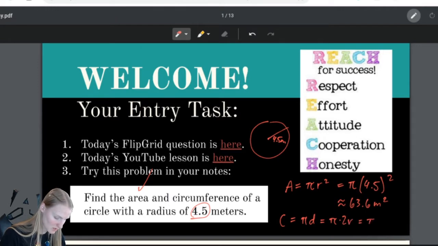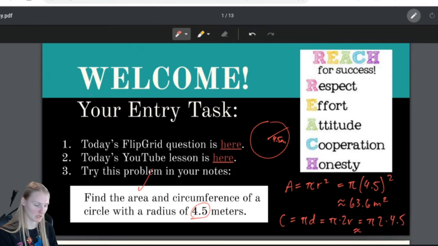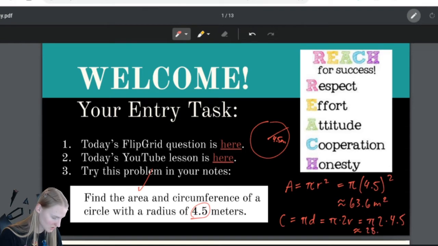which is pi times 2 times 4.5, which is approximately, wow, we are really squishing it in there, pi times 2 times 4.5 is approximately 28.3 meters. Done? Yes, because circumference is just the distance around the outside of the circle.